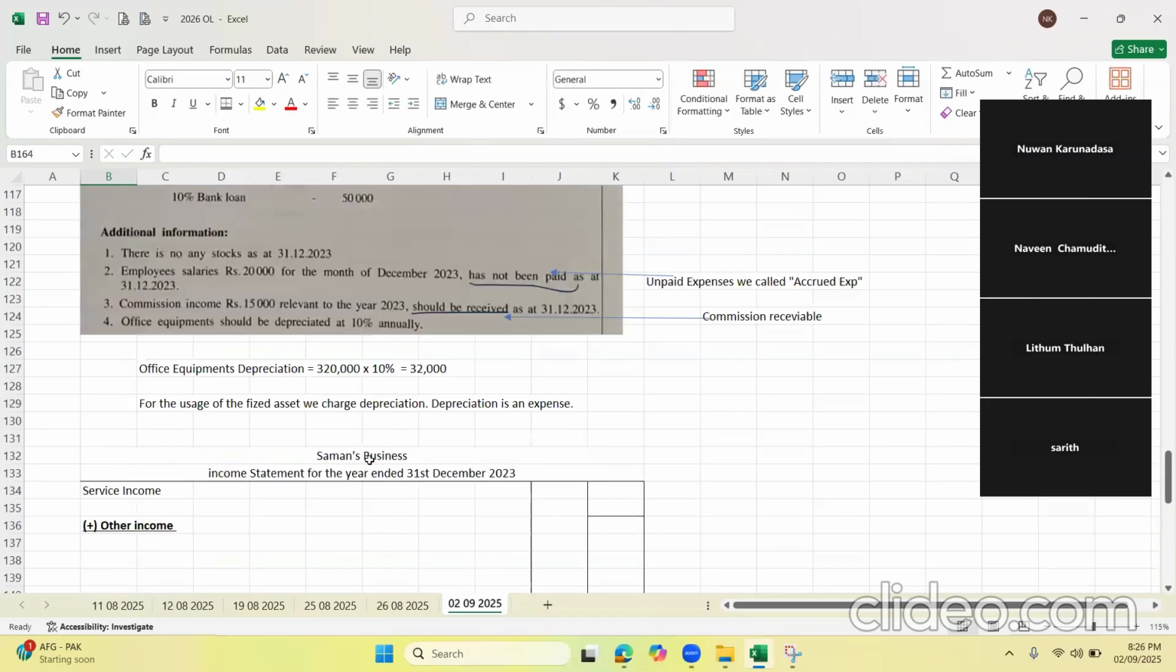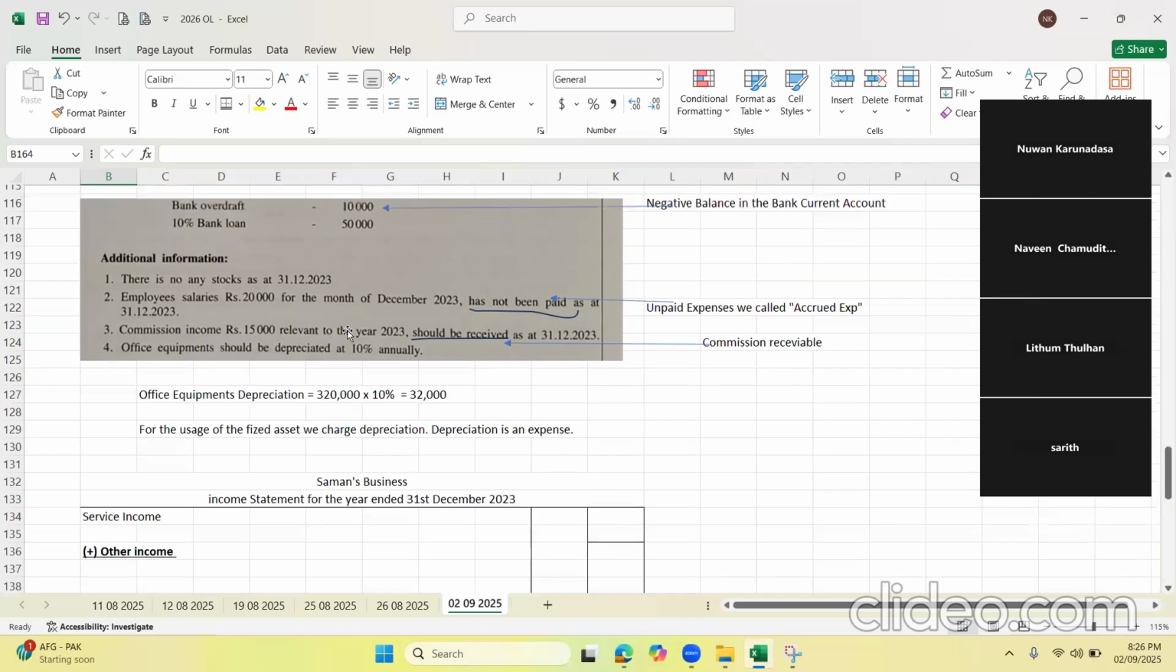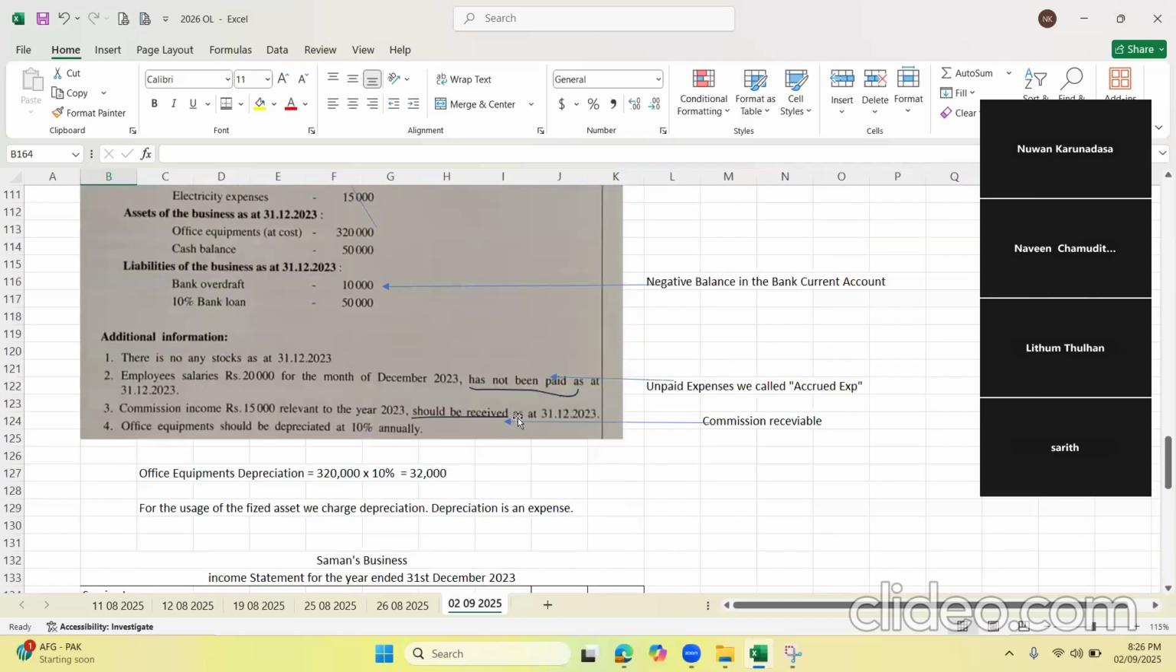Right, we'll see from the beginning. There were no stocks as at 31st December 2023. No stock balance, that means nothing to do. Remember, students, when you are doing the financial statement, you need to start the question from the adjustments first. Don't use the top information before you do the adjustments. First you must do the adjustments, then only you can start to do the trial balance figures. Remember, very important.